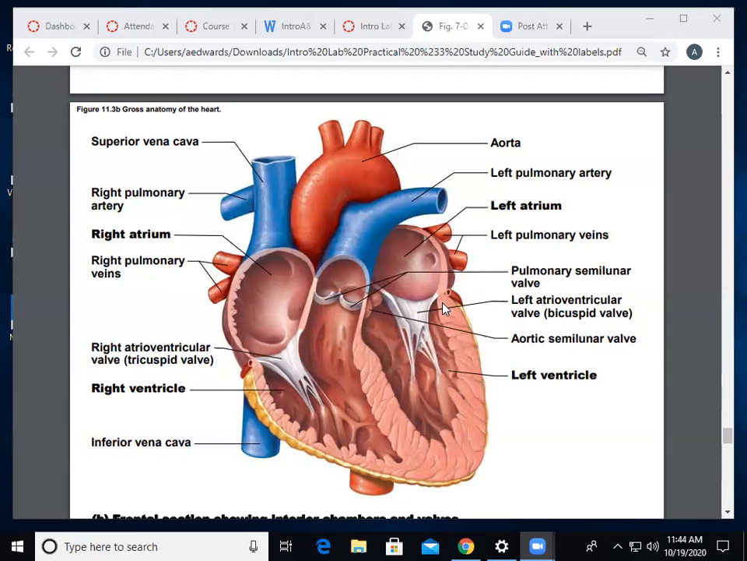All right, so I'll give you a minute to look over the structures on your heart models. You can do this at home too if you have your fill in the blank sheet.